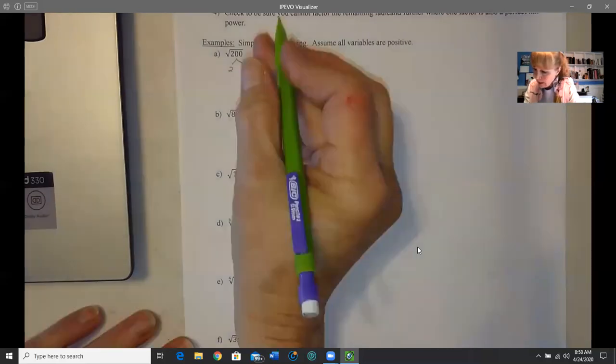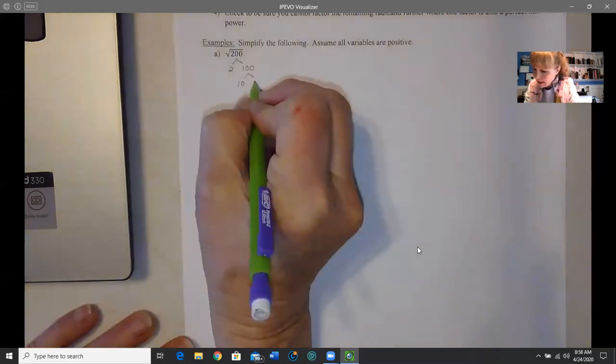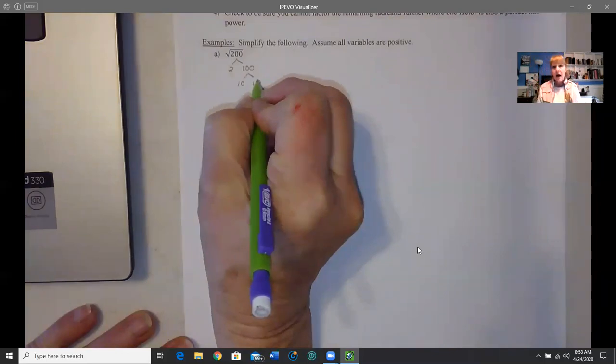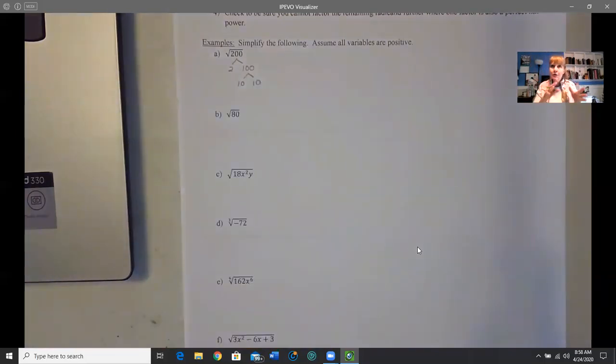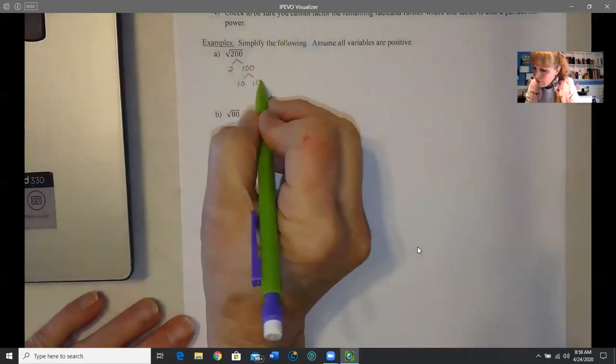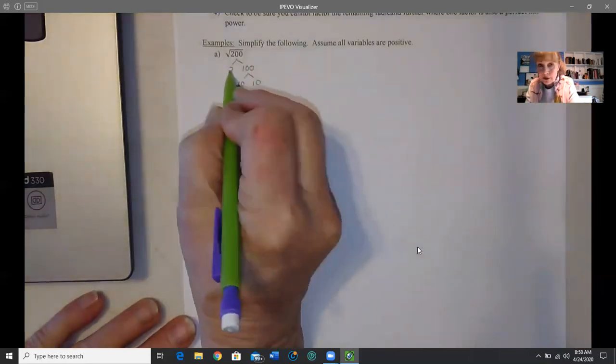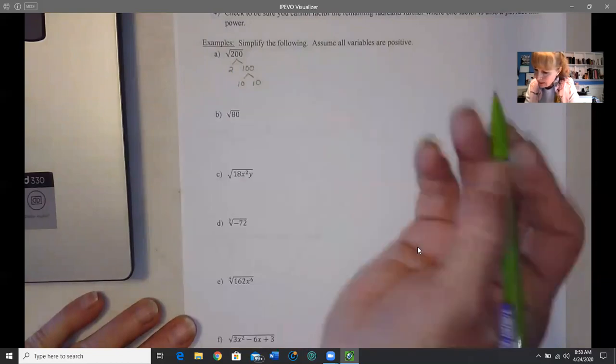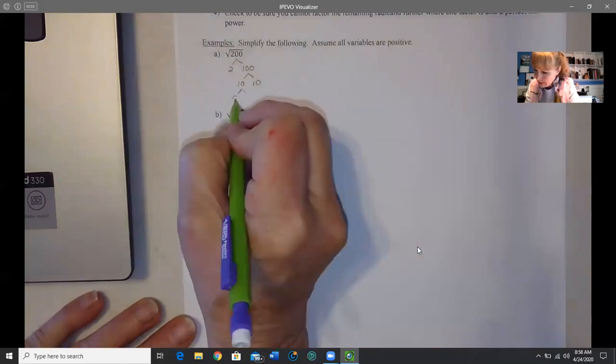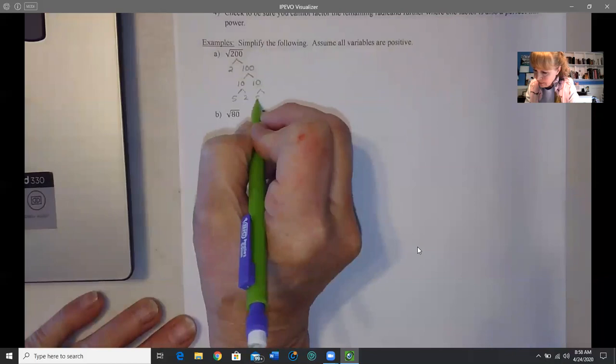Now when you get to this, 100 is 10 times 10. I can stop there. I don't have to do the 5 and the 2 and the 5 and the 2. But I want to explain to you what you do with the 5 and the 2 when you have like 2 5s and 2 2s. But we do know that we're going to have a 10 square roots of 2. But let's go ahead and keep breaking it down.